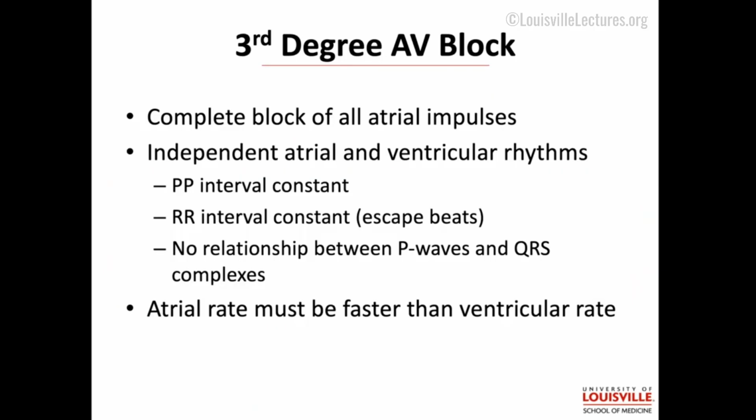And then finally, we have third-degree AV block. This is where none of the atrial impulses or the P waves are communicating down to the ventricle. So you're having the A and the V, the atria and the ventricle, beating independently of one another. Your PP is going to be the same. That's because the atria is just going along. So P wave, P wave, P wave, P wave. The RR is also going to be constant. QRS, QRS, QRS. And there's no relationship between these two.